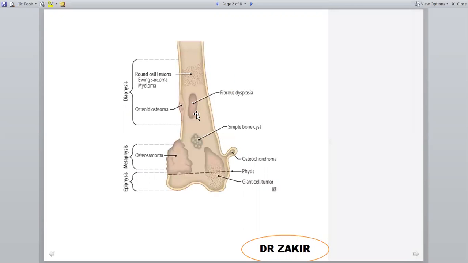Here we can see in the picture the diaphysis, epiphysis, and metaphysis parts of the bone. And we can see epiphysis is involved in giant cell tumor. Osteosarcoma involves metaphysis, and osteoma involves the cortical diaphysis part of the bone, and Ewing sarcoma mainly the diaphysis area of the bone. We'll talk about these tumors one by one as per importance.